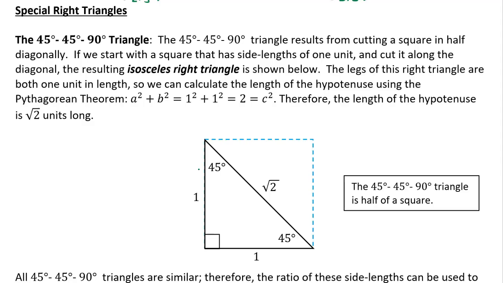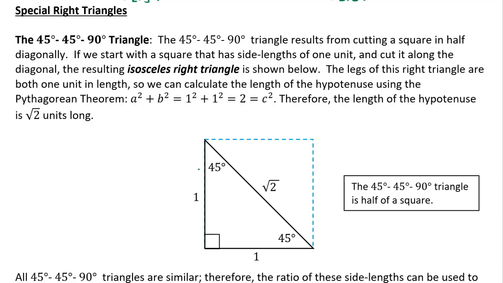And so now let's say we take a square that is 1 unit by 1 unit, right? So each of the sides of the square are 1 unit long, and then we cut it in half diagonally, right? We're going to get the isosceles right triangle where the legs are 1 unit each.